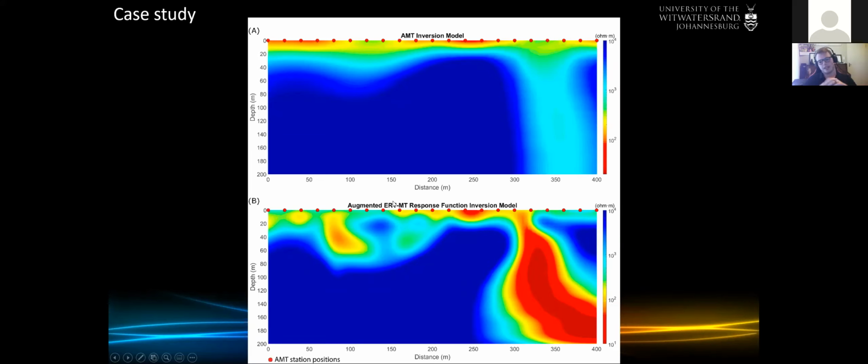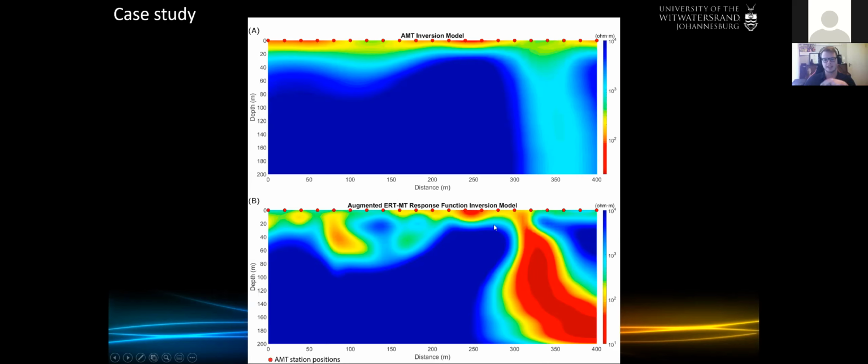But then we take the augmented ERT-MT response function, and then we invert that. And we see that we actually managed to start seeing the resistive dike coming through. And what's interesting, you can actually see two sides of the dike, one being more conductive than the other. This is most probably due to one side having fracture-hosted water included there, and the other side being a bit drier. And we see that we also have a better constraint on the overburden. And again, the fault is still continuous.